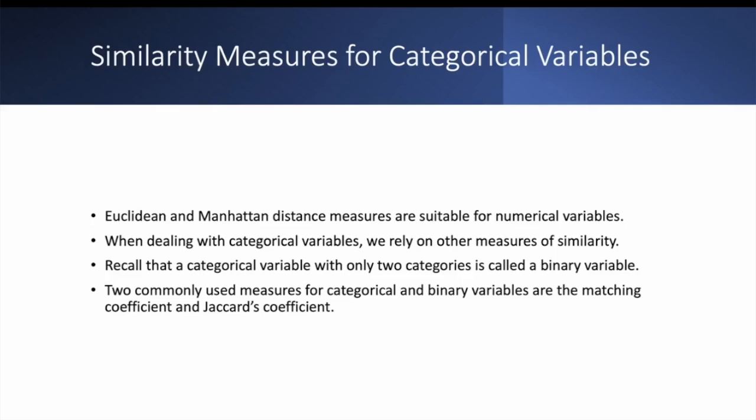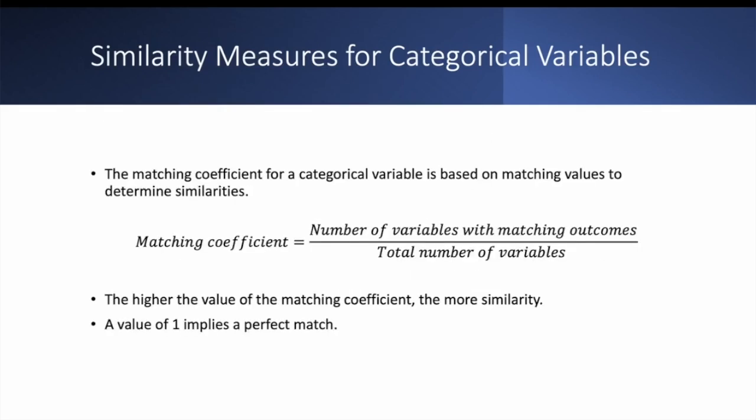The two common measures that we're going to use to study similarity for categorical variables are, the first one, the matching coefficient, and the other one, Jaccard's coefficient. What is the matching coefficient? The matching coefficient for categorical variables is based on matching outcomes to determine the similarity among observations or records. The matching coefficient between any two observations is calculated using this formula: number of variables with matching outcomes divided by the total number of variables. The higher the value of the matching coefficient, the more similar the two observations are. A matching coefficient value of 1 implies a perfect match.